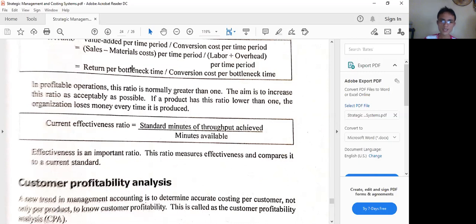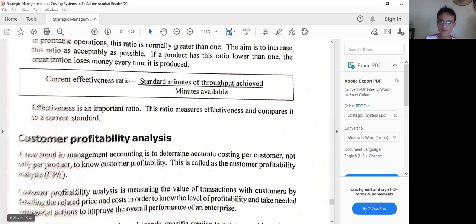After that is customer profitability analysis. This is the last part of our discussions for strategic management and costing systems. Customer profitability analysis is very important. This has the acronym CPA, not Certified Public Accountant, of course. This is a new trend in management accounting in which we have to determine accurate costing per customer, not only per product, so that we'll know how profitable we are in terms of a customer.